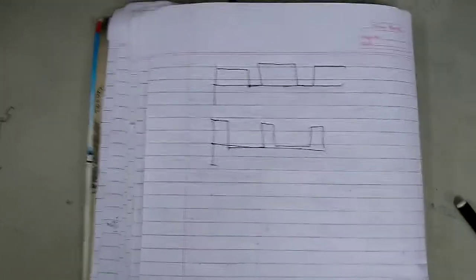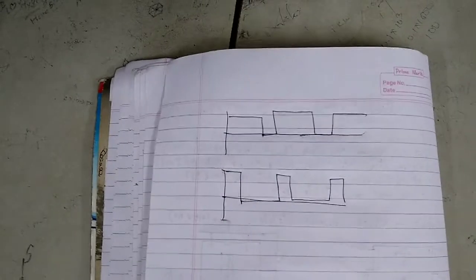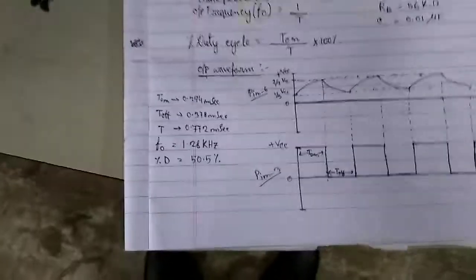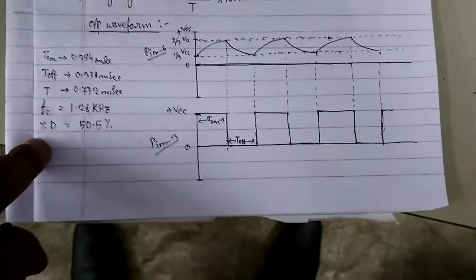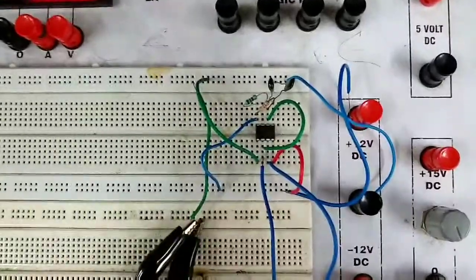So this can be designed. This also can be designed by using this circuit of astable multivibrator. Now here I have a symmetrical square waveform, so the width of the on time and off time will be similar. Now let's design the circuit. This is the circuit I have designed.